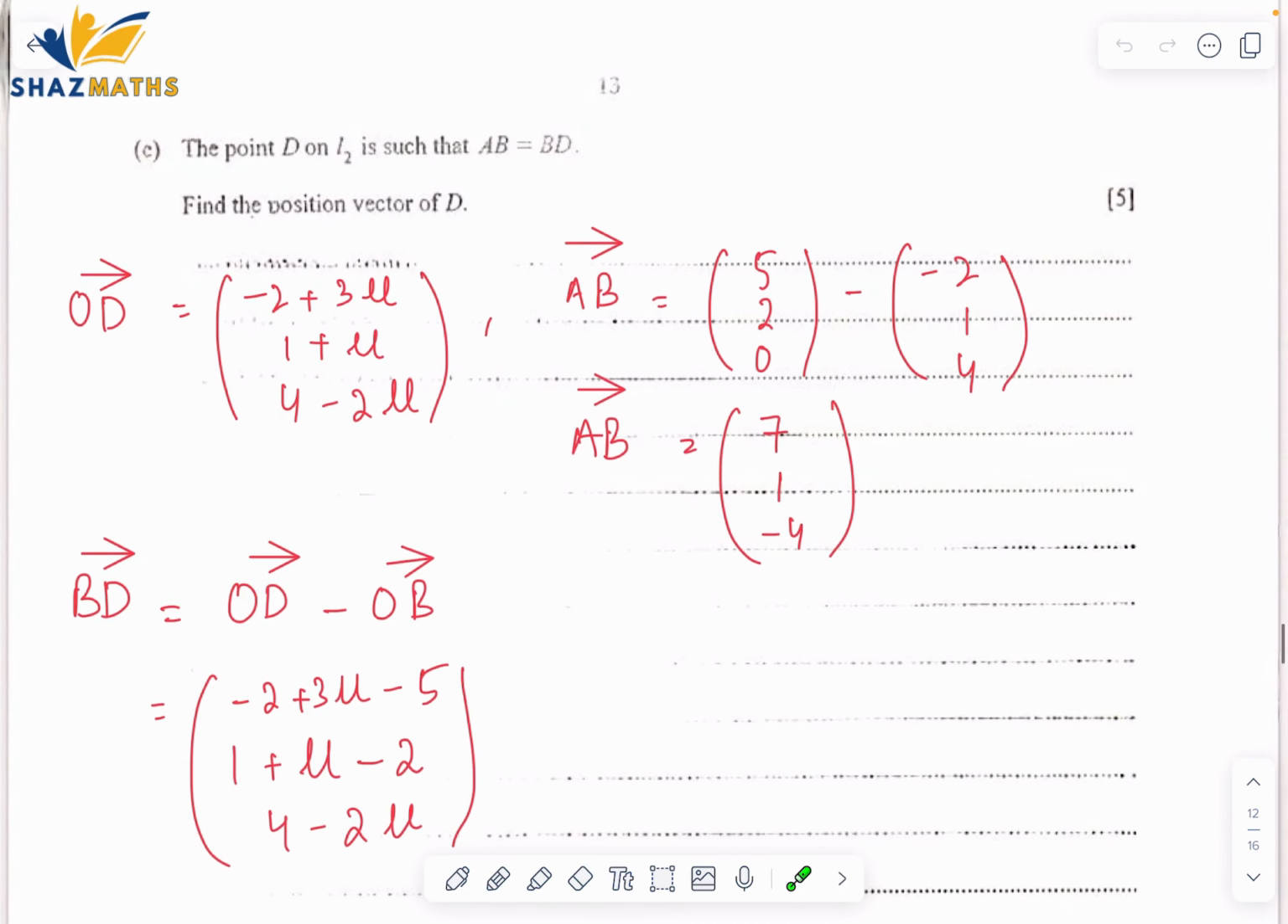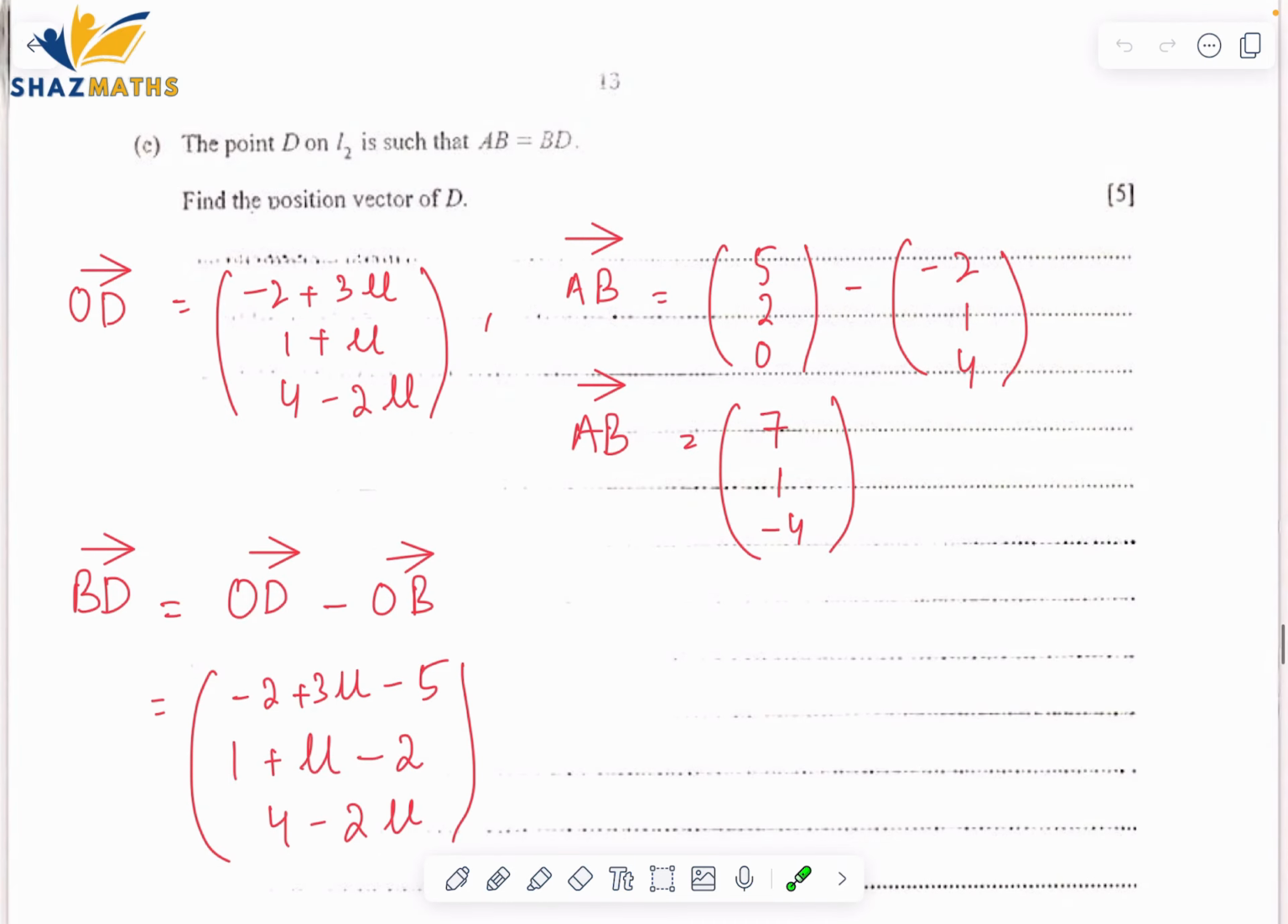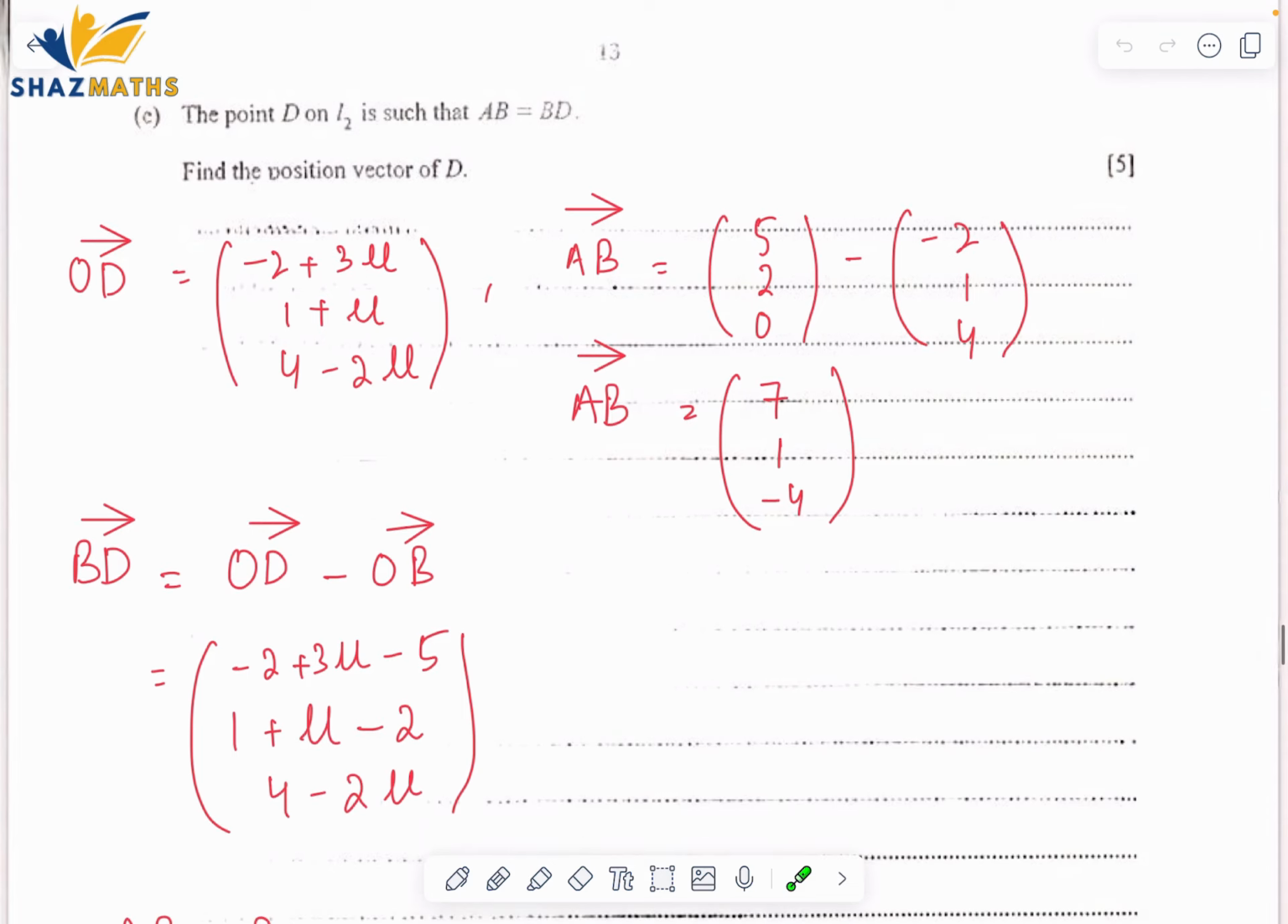The point D on L2 is such that AB equals BD. Find the position vector of D. So the length of AB is equal to the length of BD. So how do you find the length of AB? First, you need to find the vector AB. AB is basically OB minus OA. This is your vector AB. BD is equal to OD minus OB.